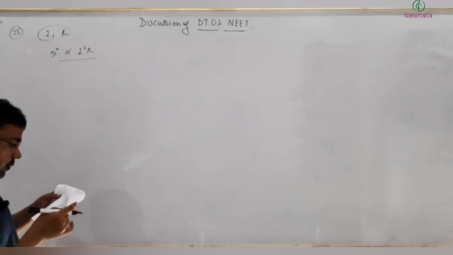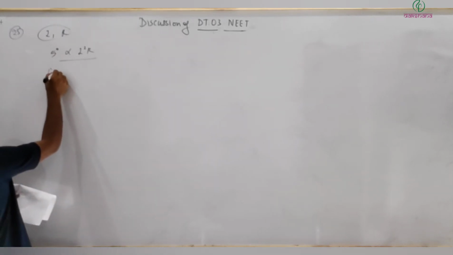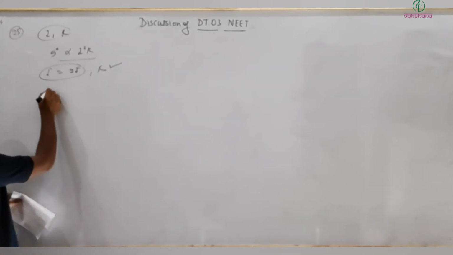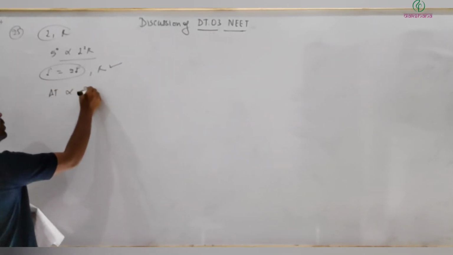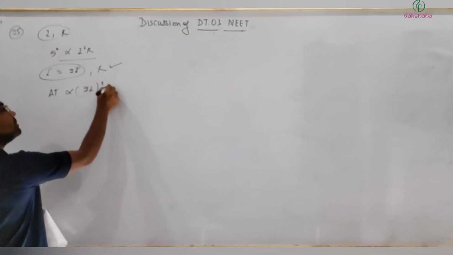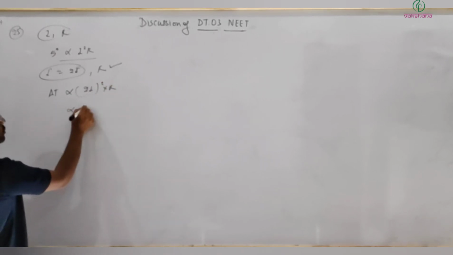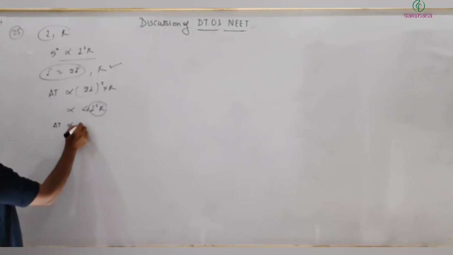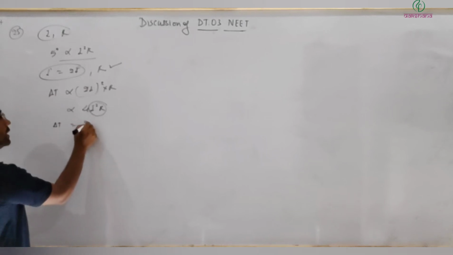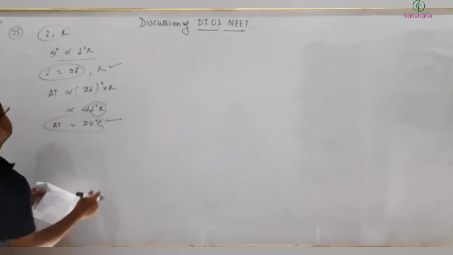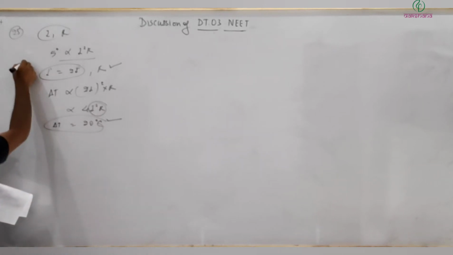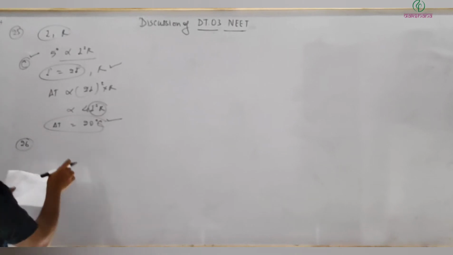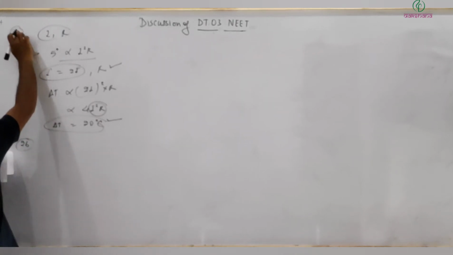Alright, and when the current is doubled, so I prime is 2I, but the wire is the same, meaning resistance is the same. Then I can write delta T, temperature rise, will be proportional to what? 2I whole square multiplied by R, and that comes out to be proportional to 4I square into R, and this is equal to 5. So delta T will be 20 degrees Celsius. That's your answer, 20. It matches with option C. Oh sorry, this is 27.